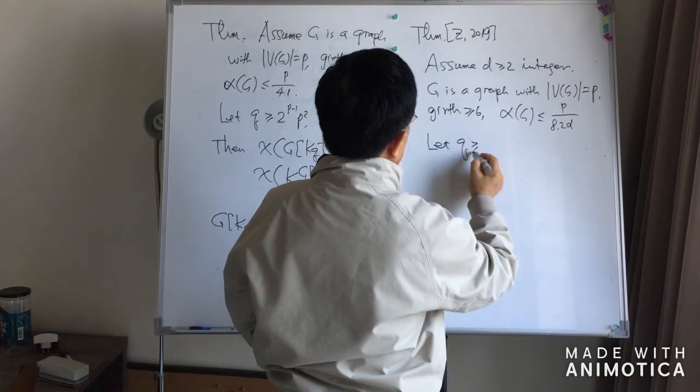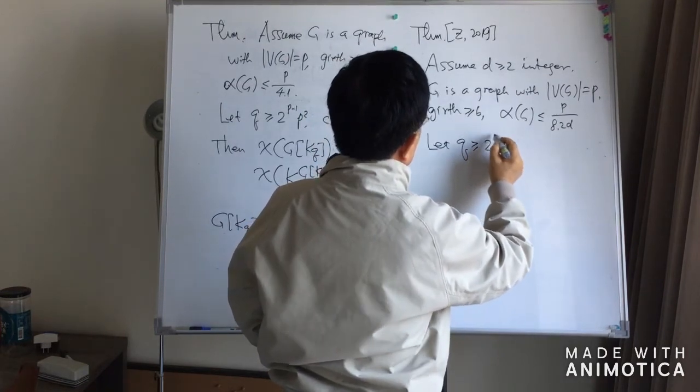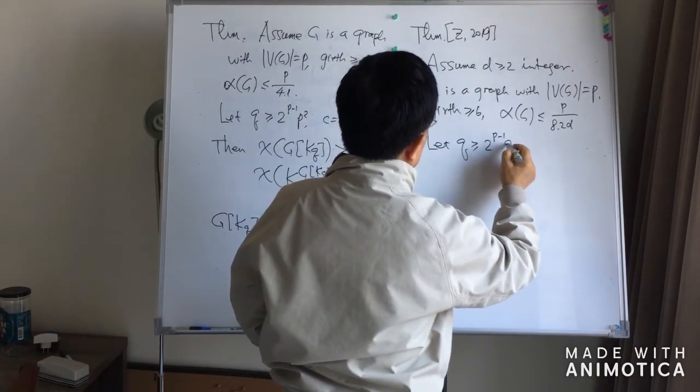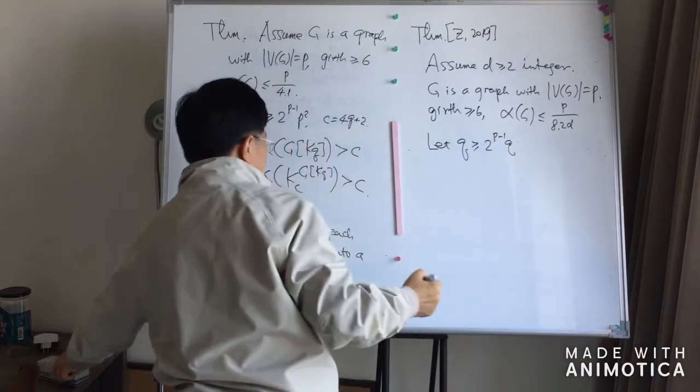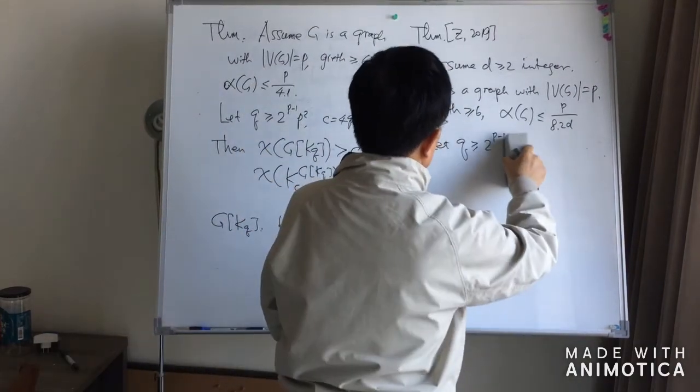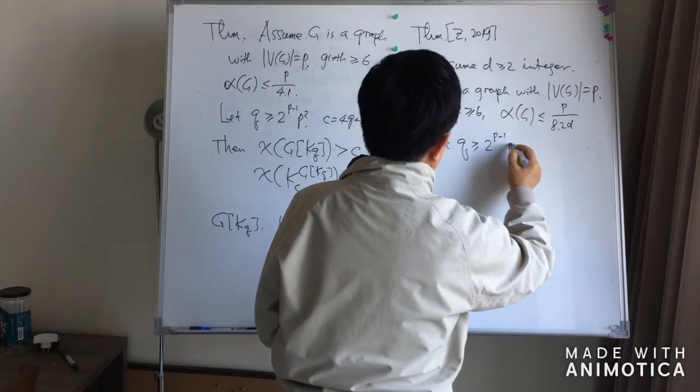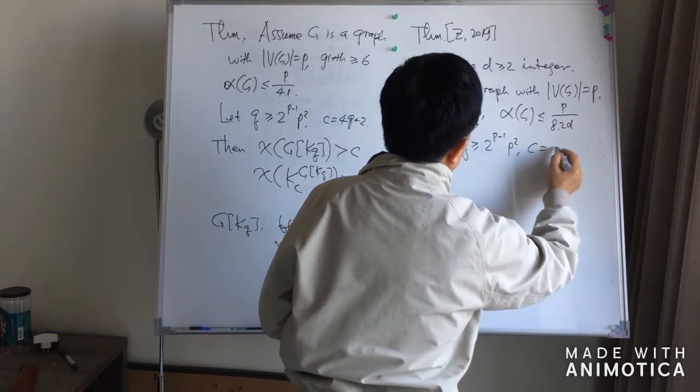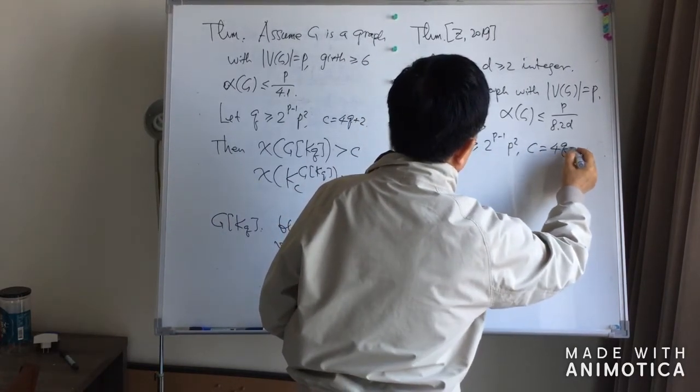Then let Q be any integer which is greater or equal to 2^(p-1) times p squared, and C equals 4Q plus 2.